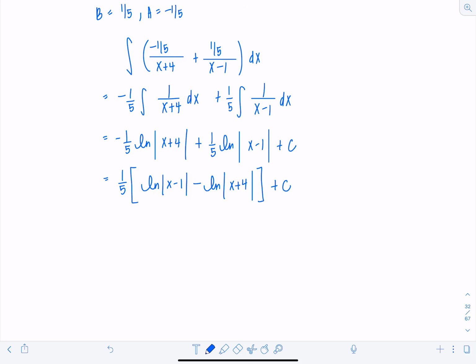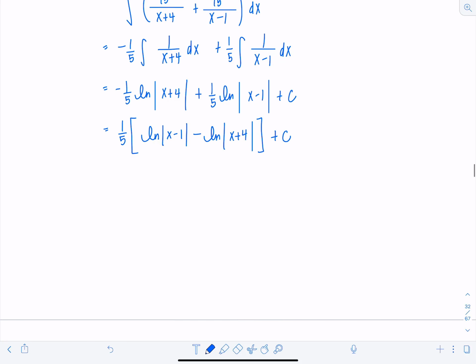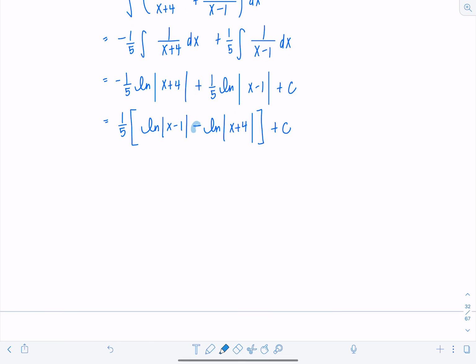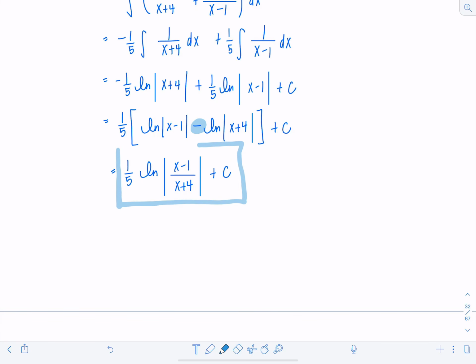And then remember, with our properties of logarithms, I can rewrite subtraction of two logarithms using division and rewrite it as a single logarithm. So now I have 1/5 times the natural log absolute value, x minus 1 over x plus 4, plus c. Beautiful. Now you could move that 1/5 to the exponent on the argument, or you could just leave it as is.